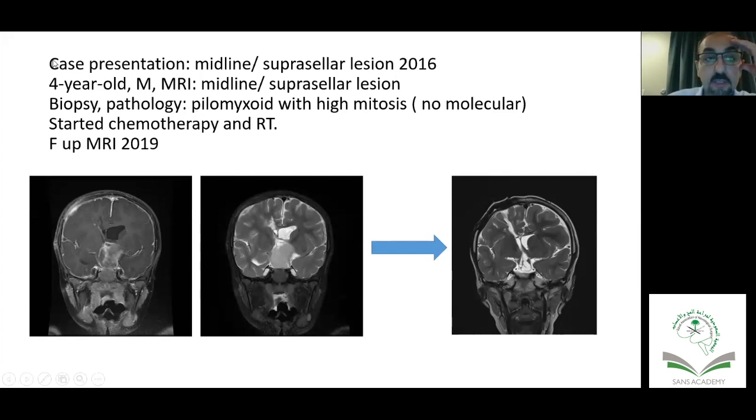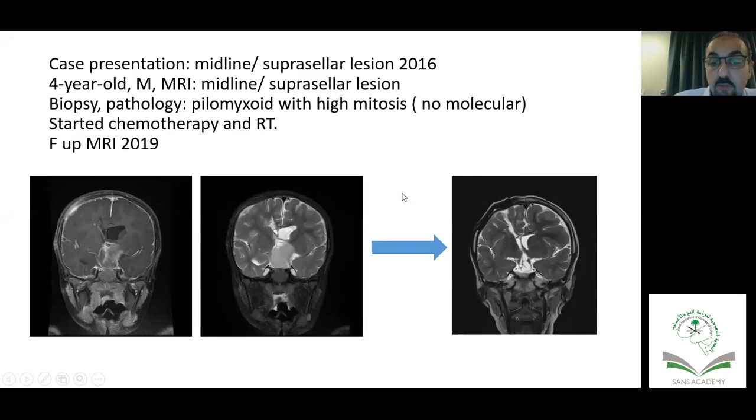Biopsy done. This is a 4-year-old boy, midline suprasellar lesion, biopsy pilomyxoid, high mitotic figure, radiotherapy and chemotherapy given. This is after 3 years. Good response so far, however, he's under the endocrinologist with lots of hormonal replacements and hormonal growth treatment.